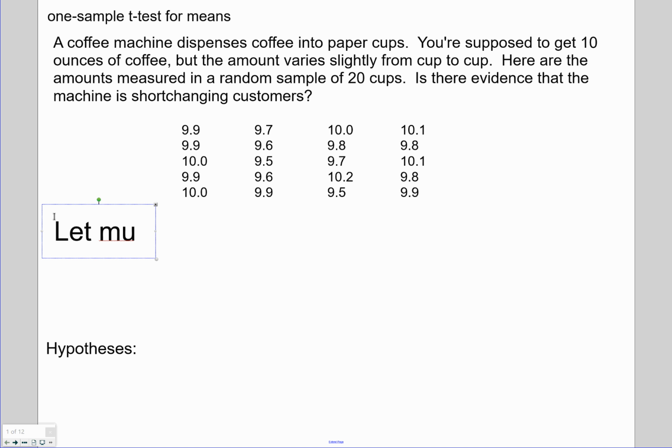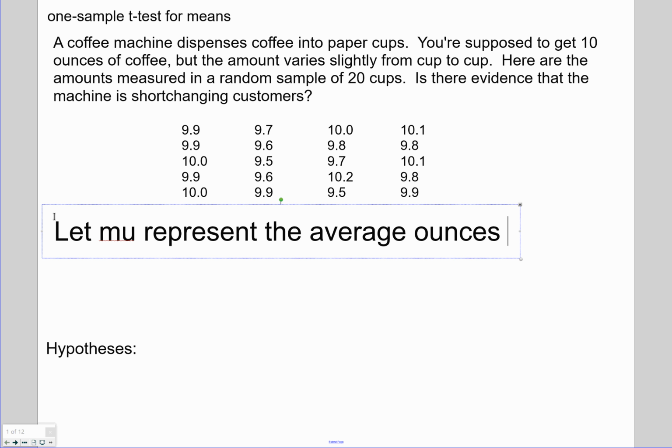I can't do the symbol. I mean, I can write the symbol. Let mu represent the what? Let mu represent the, what is it? Ounces. It is ounces, but if I say mu, what am I talking about? The average number of ounces. The average ounces in a cup of coffee.